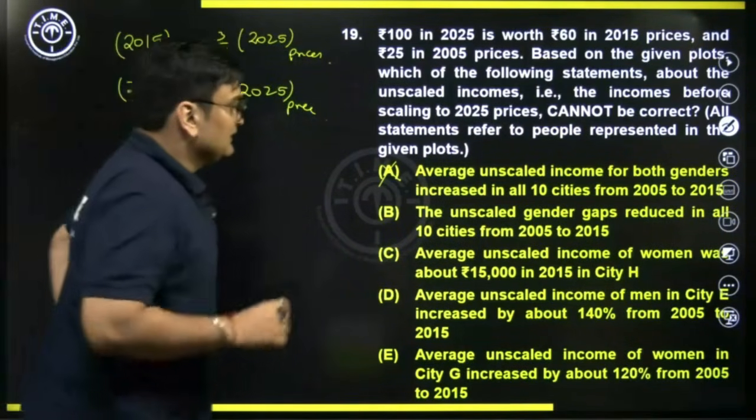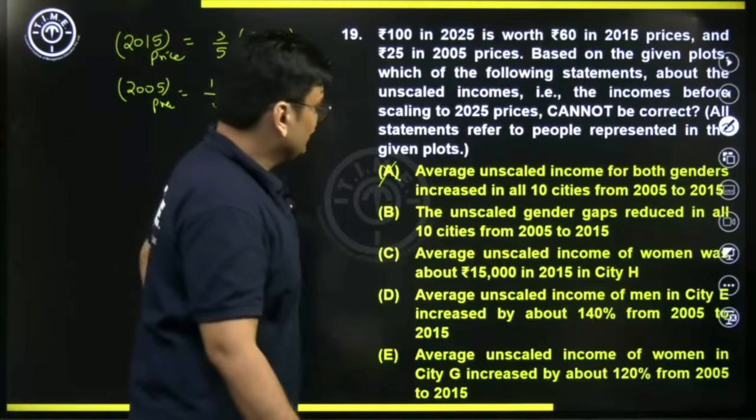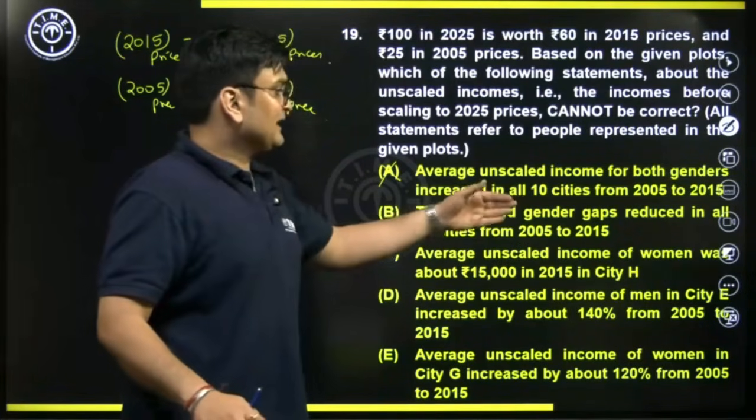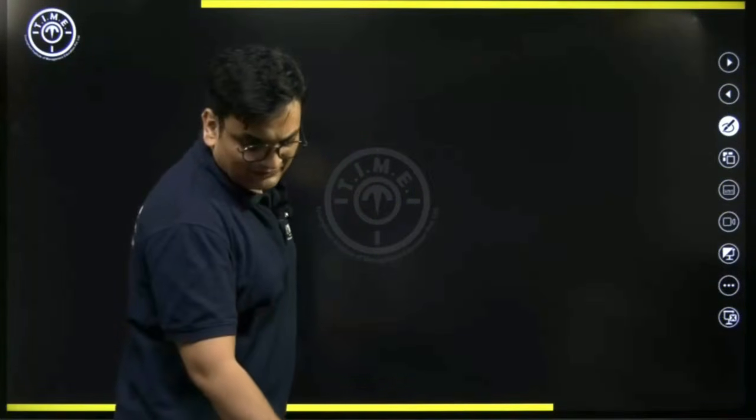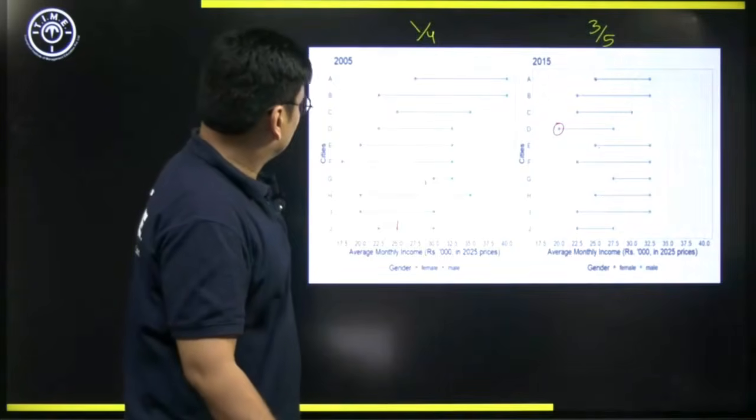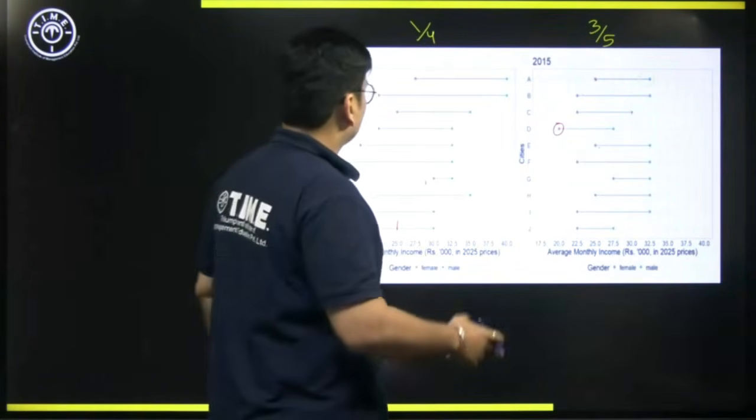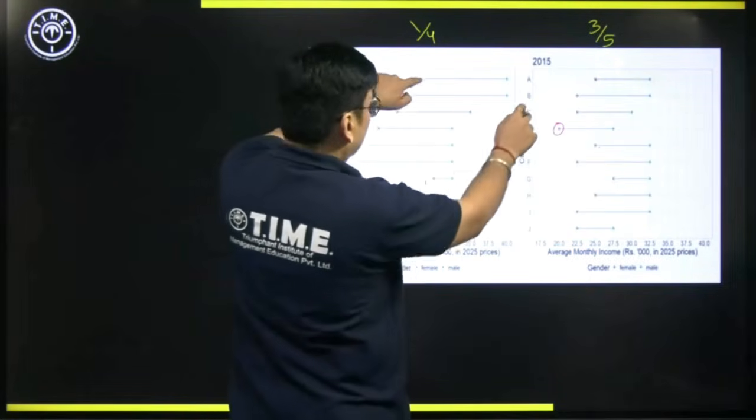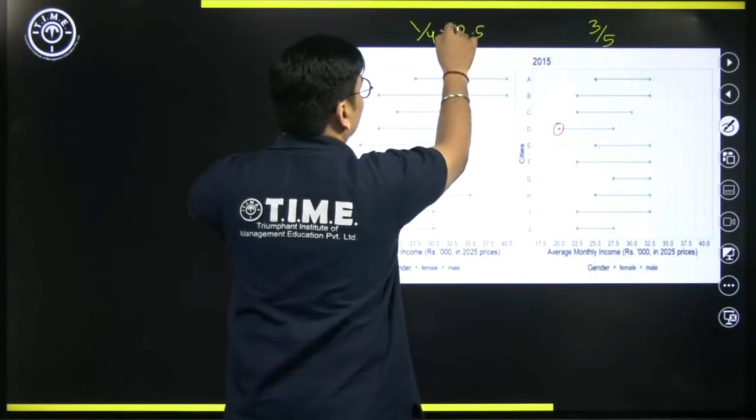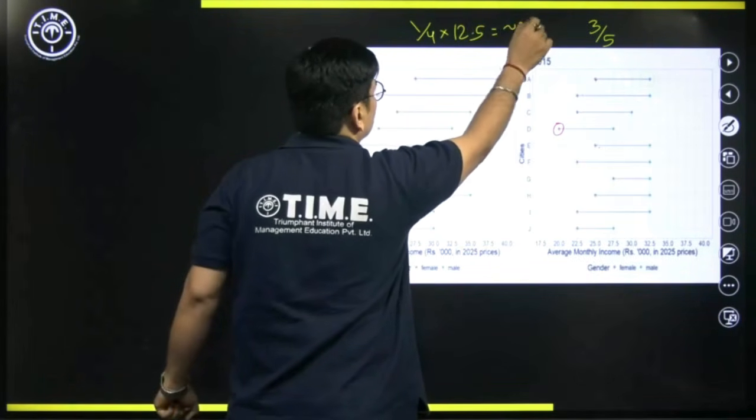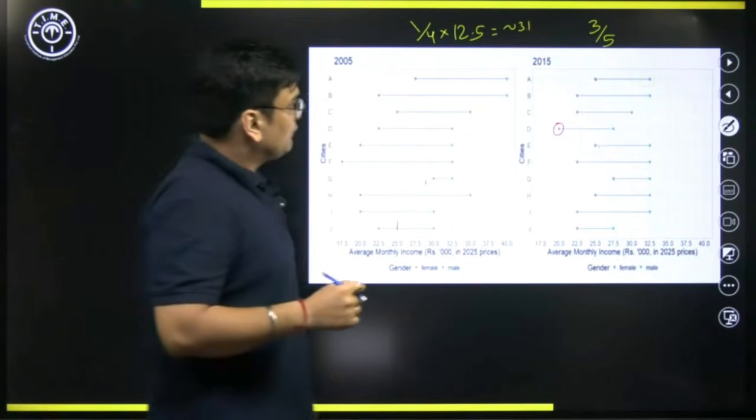Not my answer. The unscaled gender gaps reduced in all the 10 cities from 2005 to 15. Gender gaps reduced, he says, right? The unscaled gender gaps reduced, he says. Let's check. Observe, what was the gender gap here? 27.5 to 40, it is 12.5. Into 1/4 will give you around what? 3 point something, 3.1, 3.2 types. That's the gender gap. What about this?